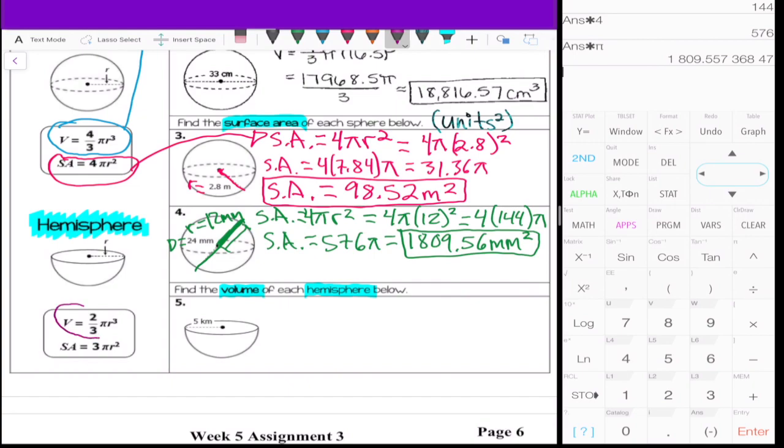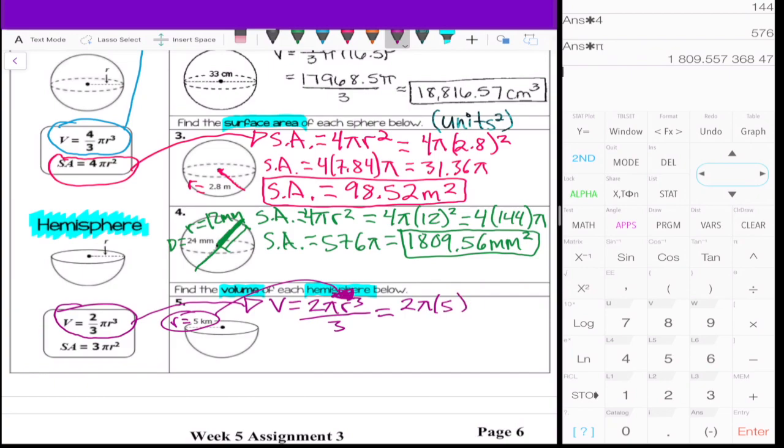Find the volume of each hemisphere. So volume equals 2 over 3 pi r cubed. So again, volume is always units cubed. The way I'm going to write it down is 2 pi r cubed all over 3 equals, and we have r equals 5 kilometers. Plug it in. Again, if you remember alpha y equals enter on the calculator, that brings up the division symbol, and you just plug it in the way you see it, and you're done.